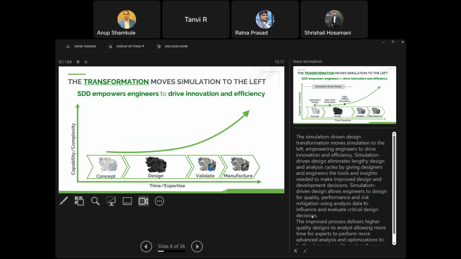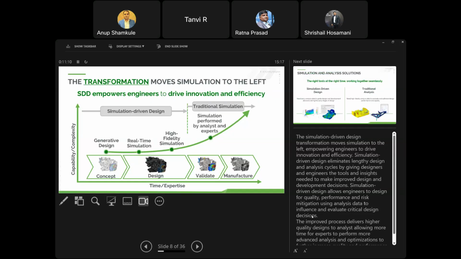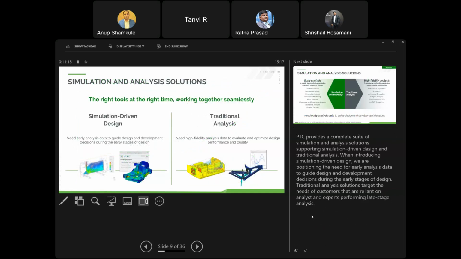So now when you look at this, if you hear generative design, real-time simulation, that is simulation driven design up to this point, and traditional simulation, you can continue with that. Now let us see what are the different solutions that are there in this one.